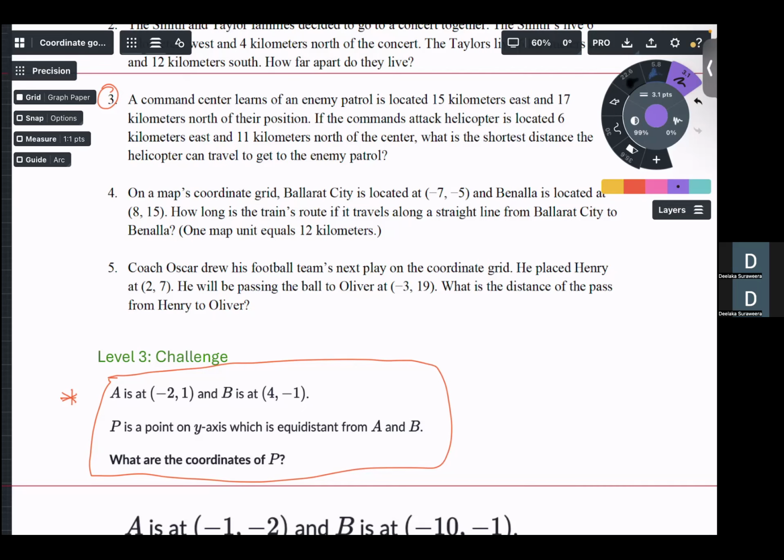Did you get it? So it's like the chord. What's the coordinate of the other? You're trying to find the distance between the two coordinates, basically.